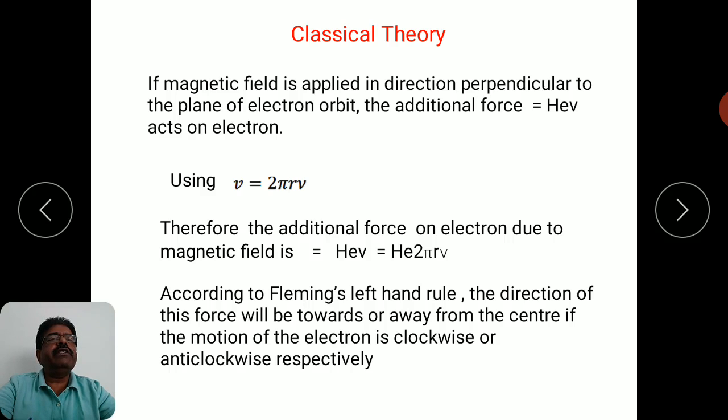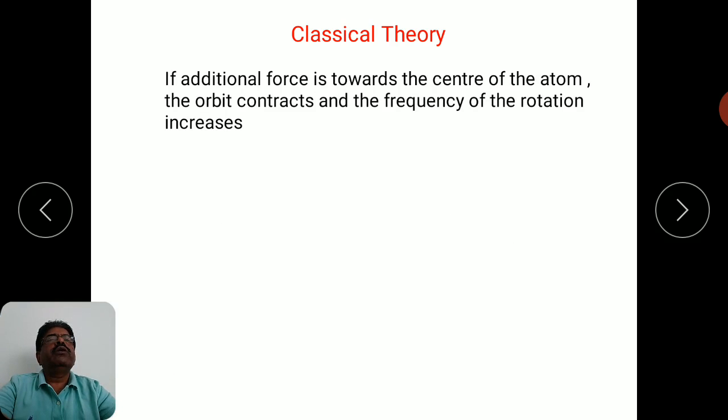And second, if it is in the anti-clockwise direction, the force will be away from the center, so the orbit will expand and the electron will be slowed down by a certain amount. So the additional force is towards the center of the atom, the orbit contracts, and the frequency of the rotation will increase. In that particular case, the frequency will increase because the orbit will contract.